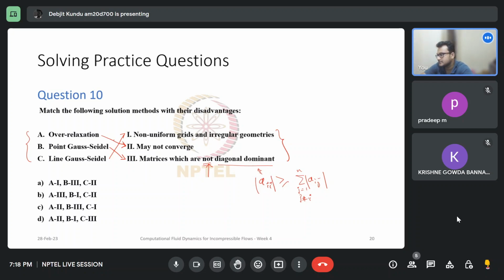So the correct solution combination would be A2, B3, C1. Which option is that? Option C, right? So if we look at the correct solution, option C is the correct one, as we correctly found out.